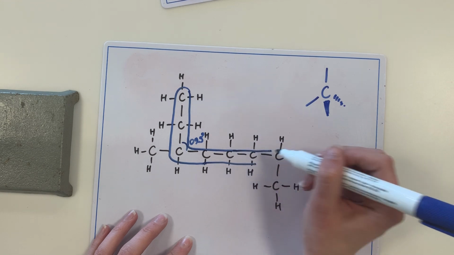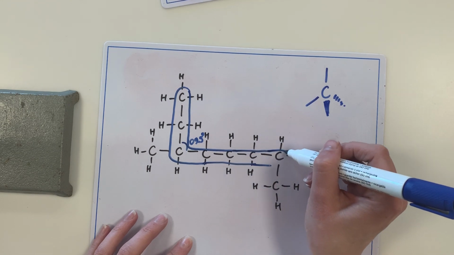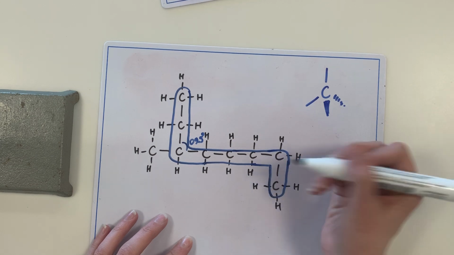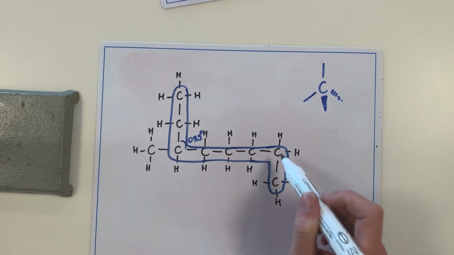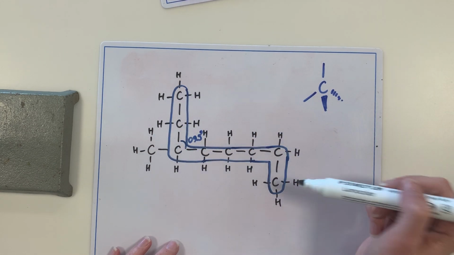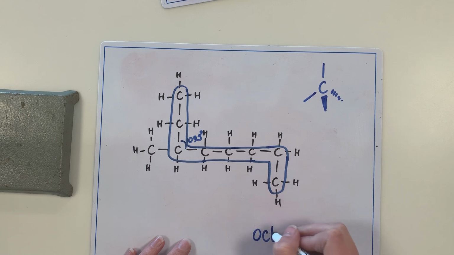And when we get to the end, this looks like it could be a methyl group here, but actually that can go around the corner as well. So here we have our main carbon chain. We have 1, 2, 3, 4, 5, 6, 7, 8. This is an octane.